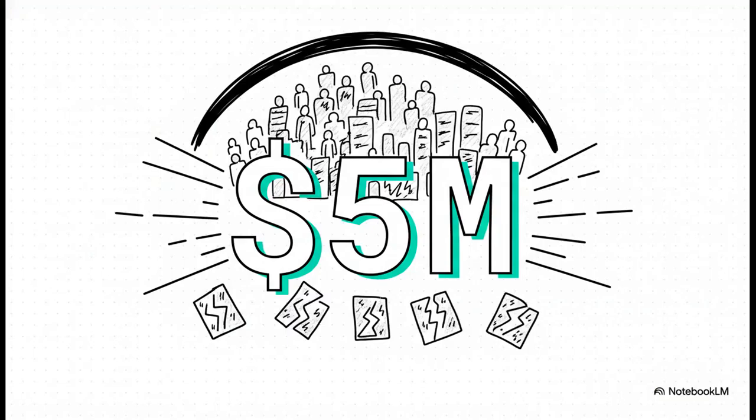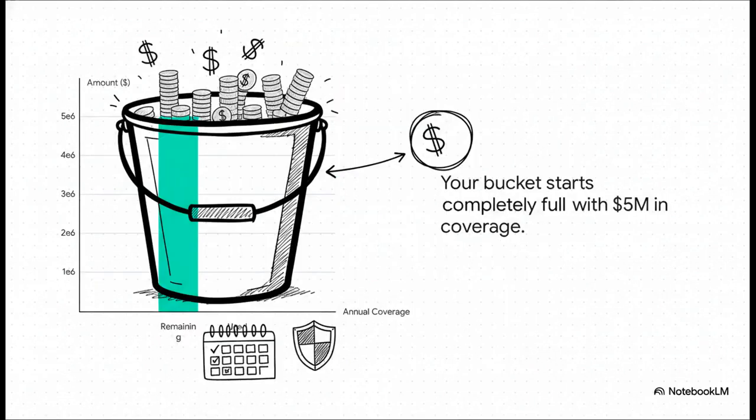Okay, let's say you run a business and you've got a public liability policy. At the start of the year, your bucket is full with a pretty healthy-looking $5 million. That's your aggregate limit. So here's where we start, a full bucket. You've got the whole $5 million worth of coverage for the next 12 months. You're feeling pretty secure, right?